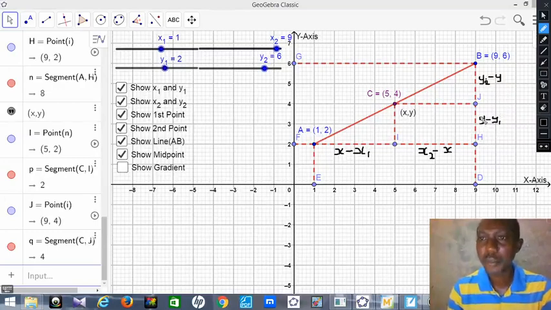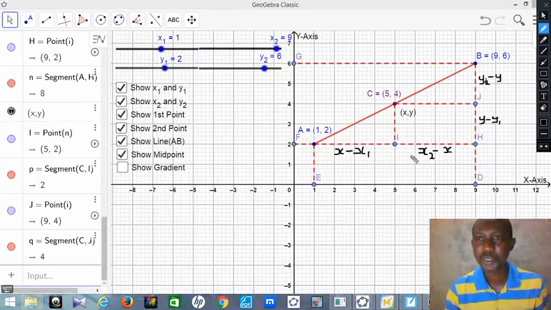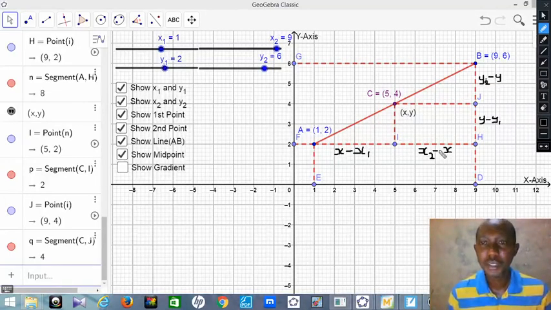You equate them and make y the subject. So that will give us 4 if you substitute the values. So with this, you are done with the sketch on your graph. So you can equate them.